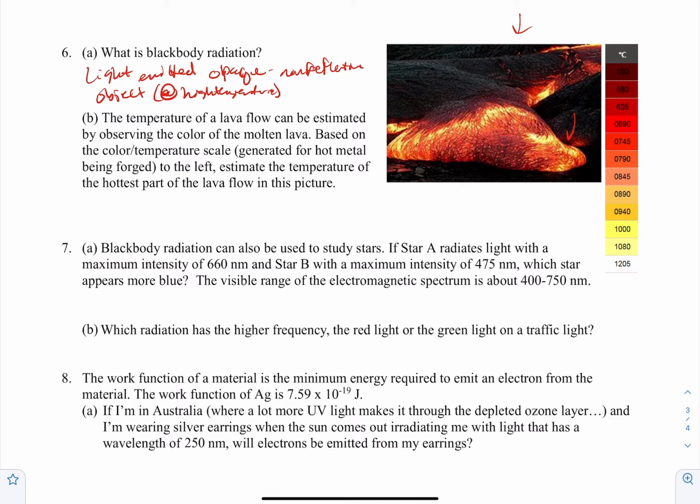So another example of this would be like your stove. If you have an electric stove, you've seen it kind of light up red or orange or even yellow or blue sometimes when it gets super hot, right? And that's an example of black body radiation.